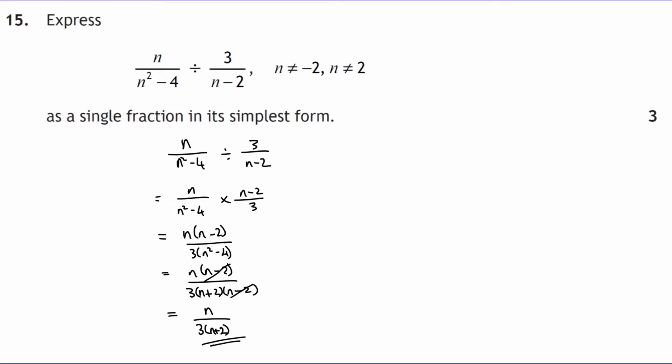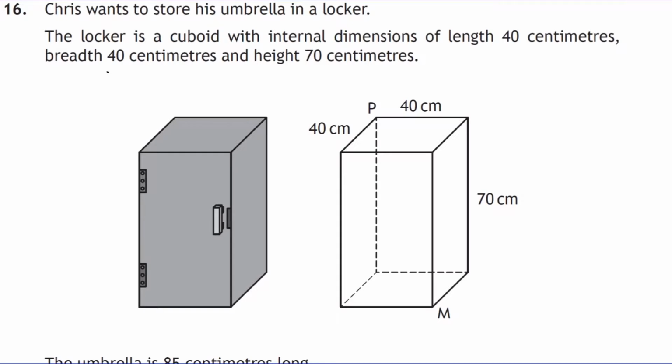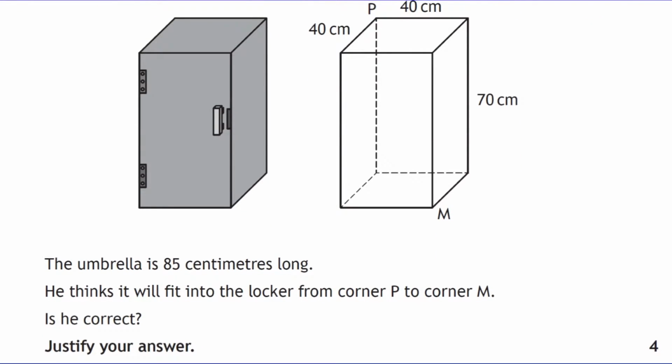Okay, question 16. Chris wants to store his umbrella in a locker. The locker is a cupboard with internal dimensions of length of 40, breadth of 40, and height of 70. So he wants to put his umbrella in a locker. Umbrella is 85 centimeters long. He thinks it will fit from corner P to M. Is he correct? So we're looking to find the distance from P to M. Okay, so that's what it's asking us to do.